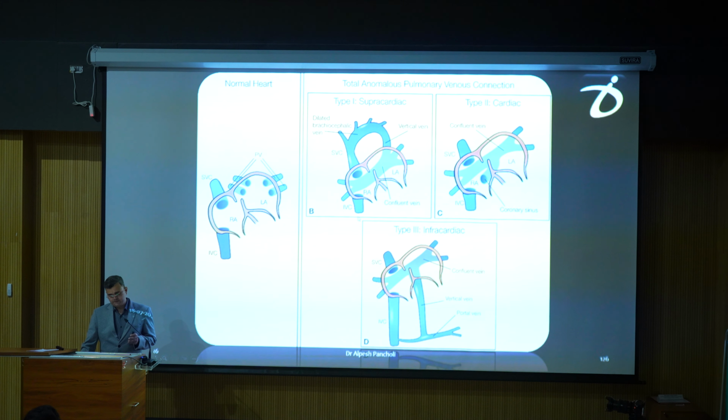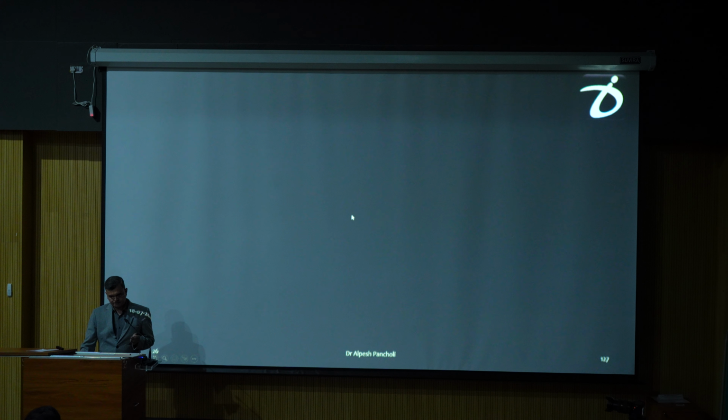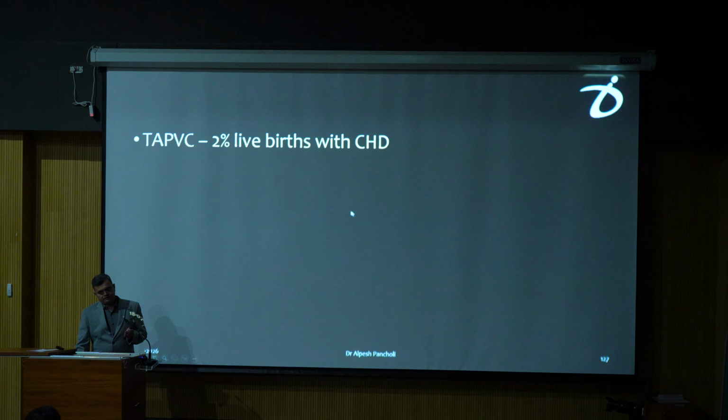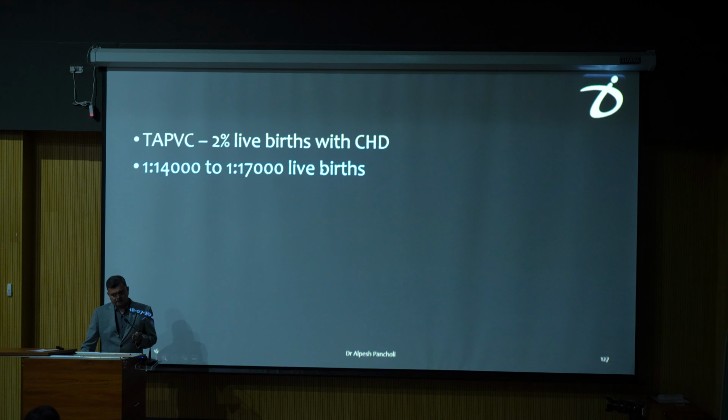So we have 4 types. The most common type is supracardiac TAPVC, which is about 50% of the cases. Then the cardiac type, which is about 16% of the cases. And infracardiac, where the confluent vein goes directly into the portal system. And we can have a mixed type also, about 9% of the cases. TAPVC occurs in 2% of live births with CHD. The incidence is 1 in 14,000 to 17,000.